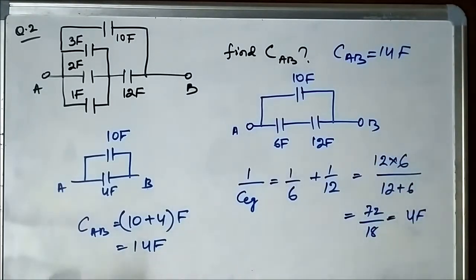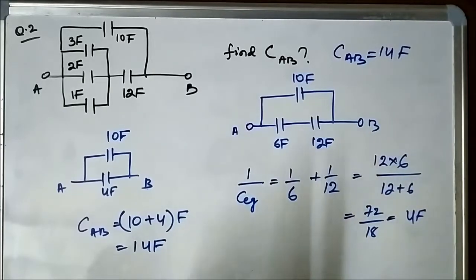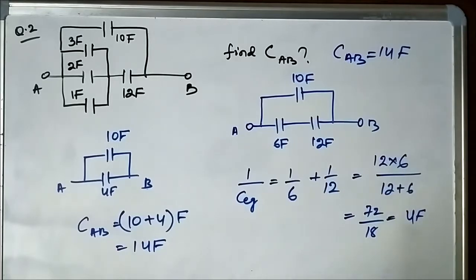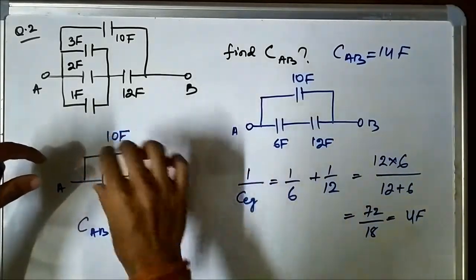So all you have to do is, first of all, looking at a circuit, identify patterns of connection, whether two capacitors or three capacitors or as many capacitors, in which way they are connected, whether in series or in parallel. Then find the equivalent capacitance of that combination, then again find patterns of connection, and keep on reducing until you simplify the circuit in this way.